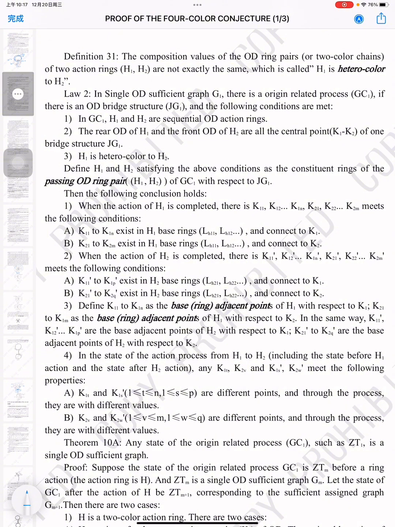Definition 31. If the composition values of the OD ring pairs or two-color ring chains of two action rings H1, H2 are not exactly the same, it is called H1 heterocolor to H2. Law 2. In a single OD sufficient graph G1, there is a region-related process GC1. If there is an OD bridge structure GG1 and the following conditions are met.